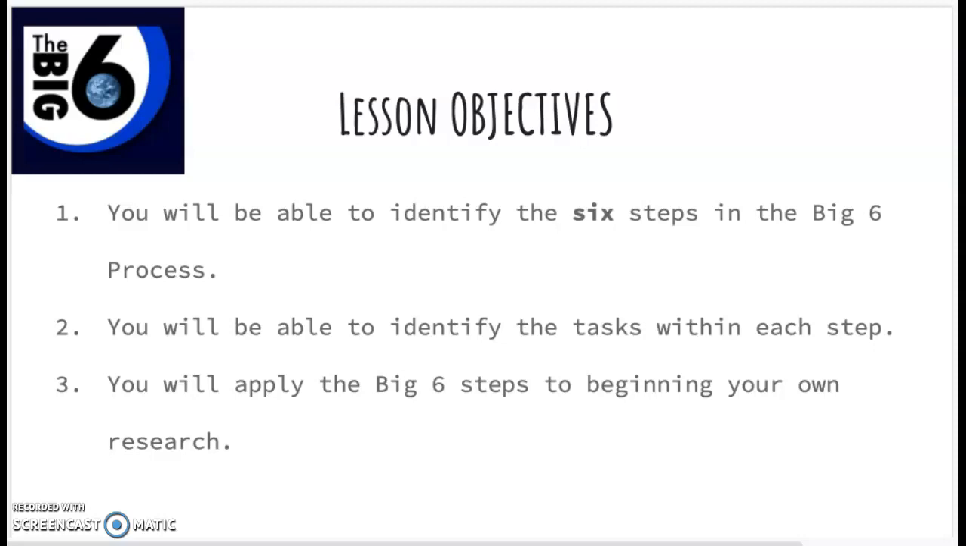Our lesson objectives for today are that number 1, you will be able to identify the 6 steps in the Big 6 research process. Number 2, you will be able to identify the tasks within each step. And number 3, you will apply the Big 6 steps to beginning your own research.